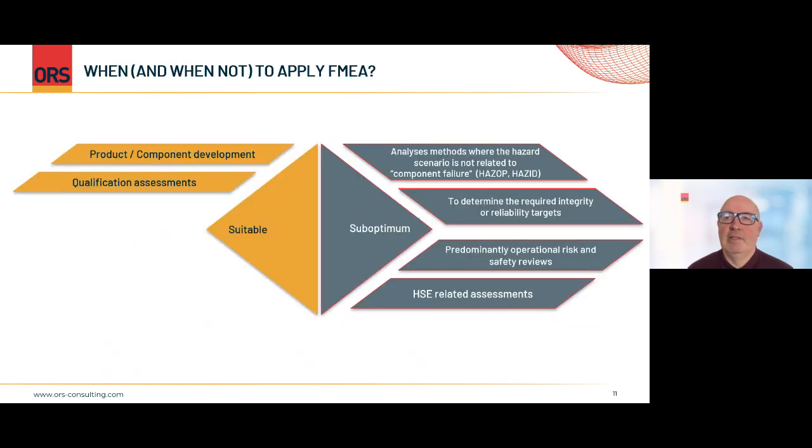We can move on. So I guess in the context of that, when to use it and when not to use it. Well, on the left-hand side, in the yellow there, absolutely, if you're looking at product or component development, all within this high-level idea that we're trying to improve the reliability of the system and manage the risk associated with failure. So we're trying to improve the components and the assembly, and finally the process itself in terms of its overall reliability. And qualification assessments are also very important to use at the end to get some sense of what the failures can be, again with a view to ensuring we're managing the reliability of the system.